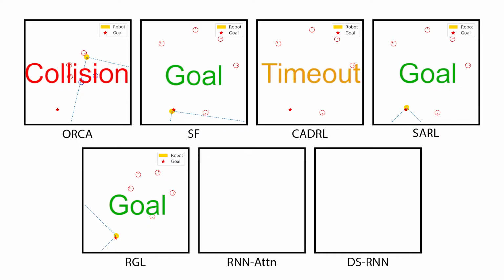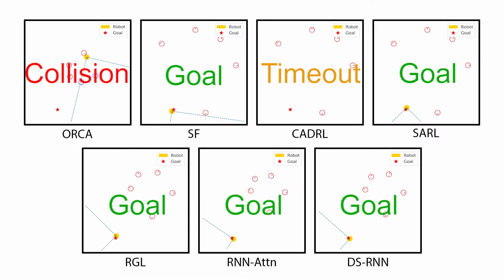learning. As a result, the value network sometimes cannot provide good state value estimates. The robot also succeeds with RNN plus attention and DSRN, except that unlike RGL, they are trained with model-free RL without supervised learning.